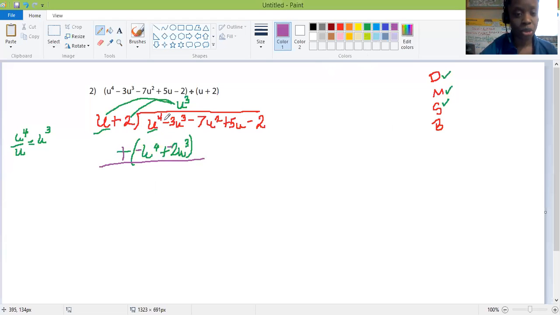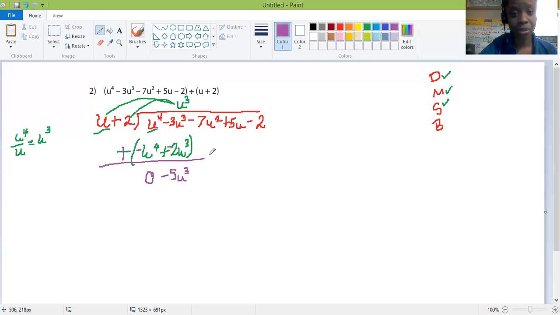So negative u to the fourth power plus u to the fourth power gives you 0 because they cancel out. And then I get negative 3u to the third power plus negative 2u to the third power. Negative 3 plus negative 2 gives me negative 5u to the third power. Notice that I do not add the exponents because I'm not multiplying, I'm adding. So I only add like terms.